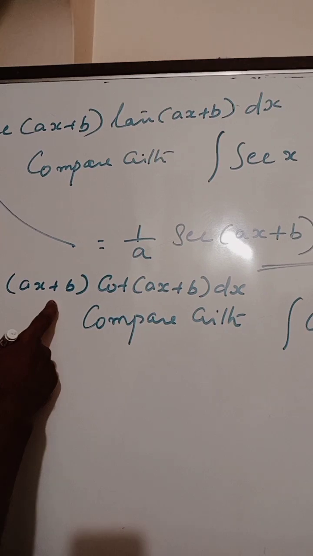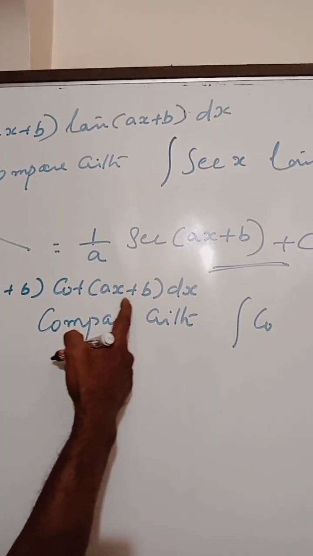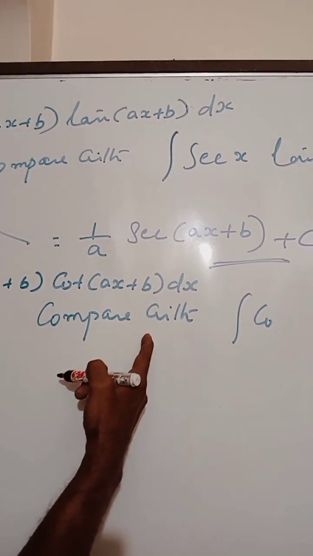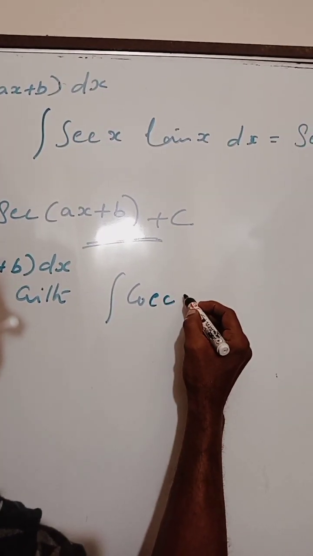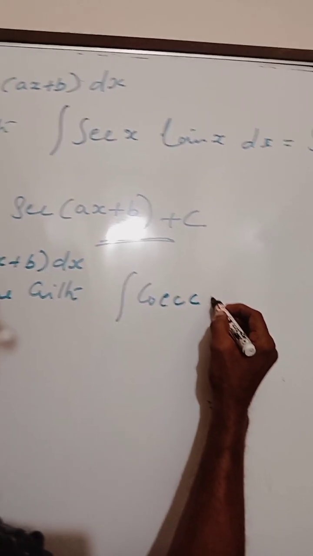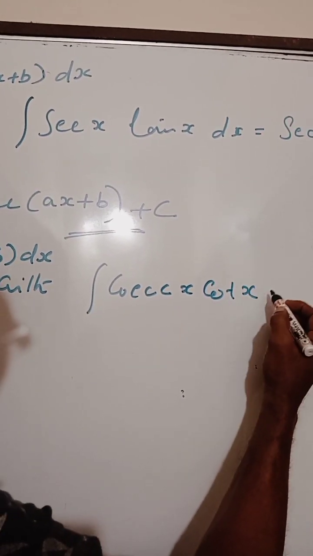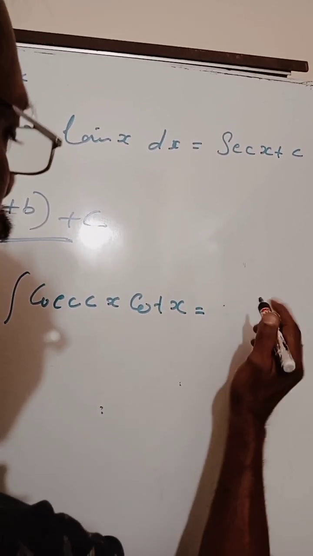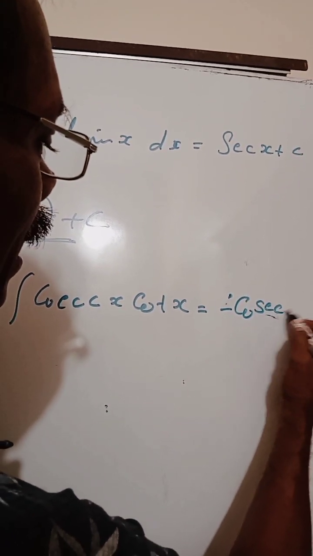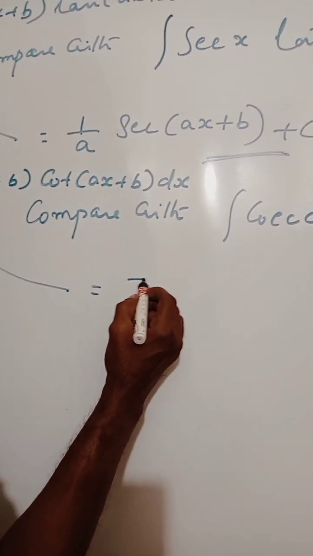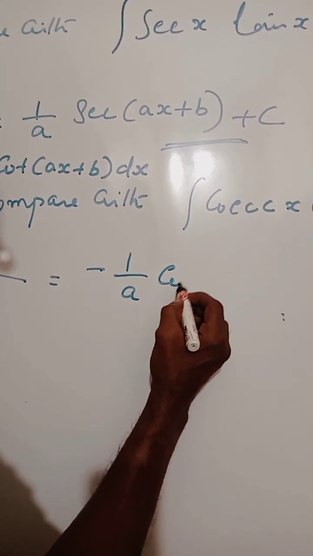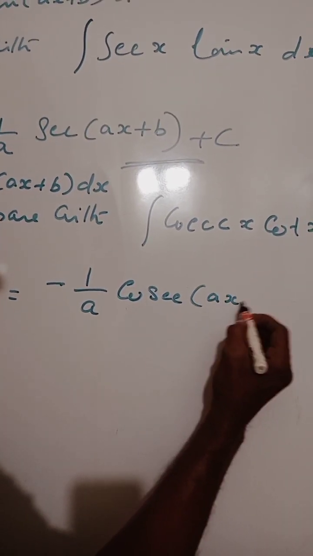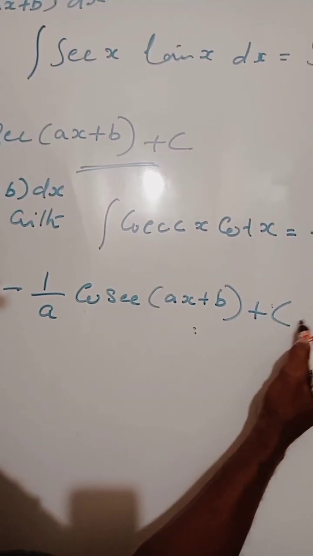Tenth one is integration of cosec of ax plus b into cot of ax plus b dx. This we have to compare with integration of cosec x cot x dx is equal to minus cosec x plus c. Therefore, this is equal to minus 1 by a into cosec of ax plus b plus c.